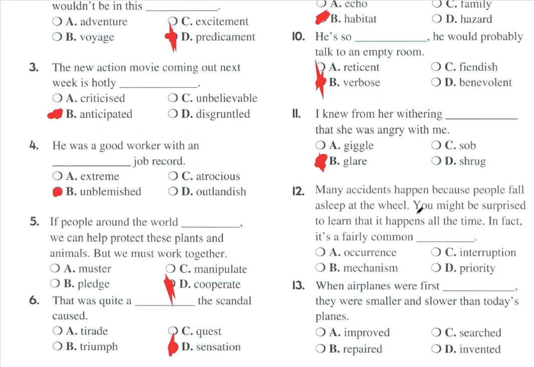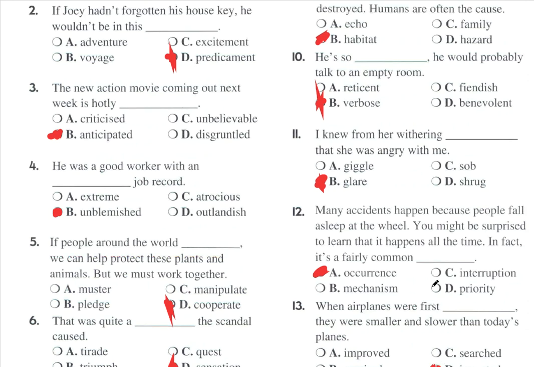Many accidents happen because people fall asleep at the wheel. You might be surprised to learn that it happens all the time. In fact, it's a fairly common... all right, someone answered interruption, which again just doesn't fit it, all right? It's saying it happens all the time. The word that sums that up is occurrence. And when airplanes were first, they were smaller and slower, all right? So that's invented. That one's pretty easy.